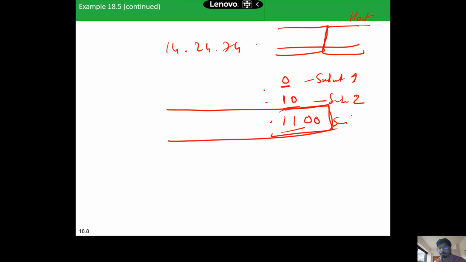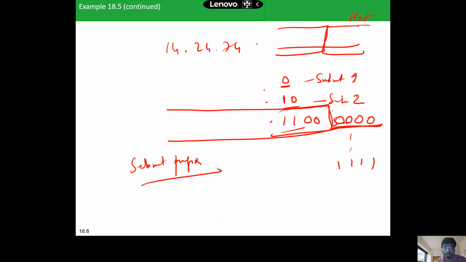Okay, so what does it mean now? The last 4 bits can be a combination of all zeros to all ones. So the first address of your subnet 3 will be what? Can you calculate and tell me what the subnet prefix will be for this?